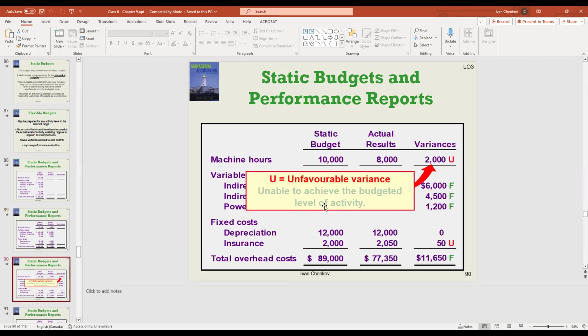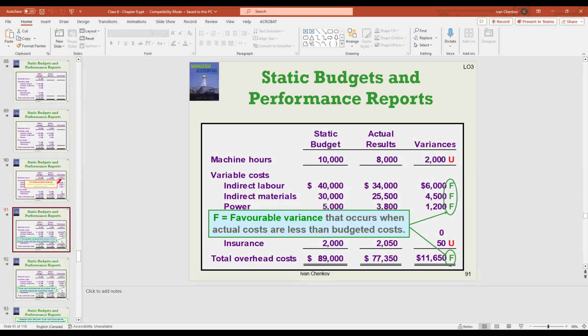We can easily see from the variance analysis that we're not using the machine for the hours that we budgeted. So we have an unfavorable variance on the machine hours. That means we're losing from the capacity of the machine. If we check the other costs, we can see that all the costs were favorable, meaning that we're spending less. We anticipated spending 40,000 on indirect labor. In fact, we spent only 34,000. That's $6,000 less, which is favorable for us.